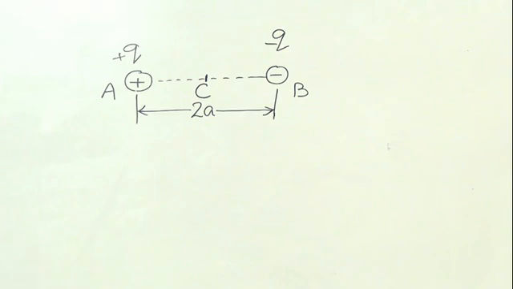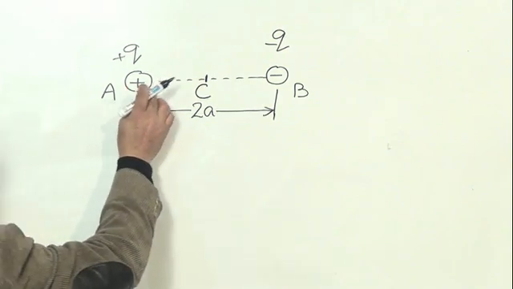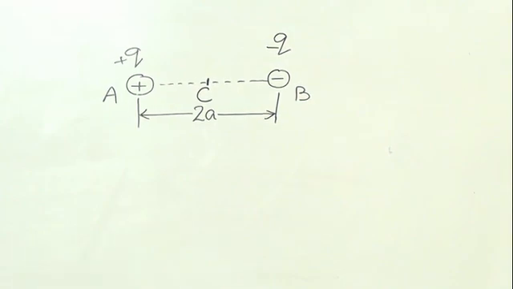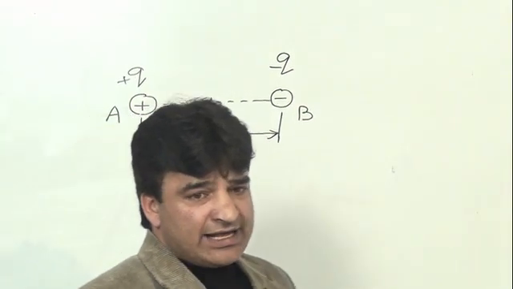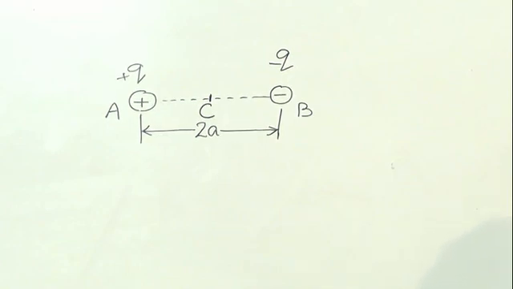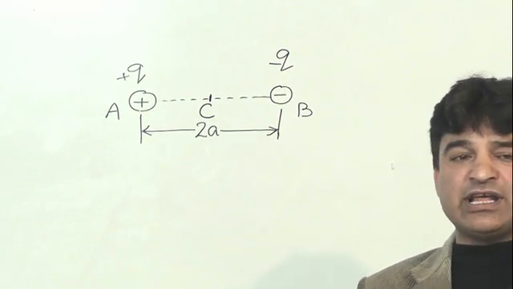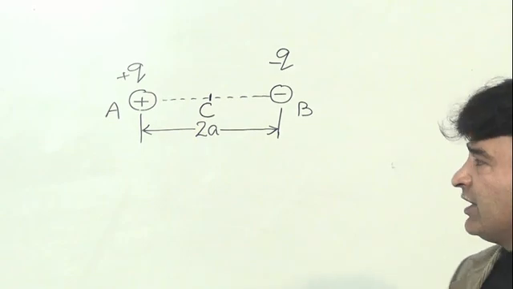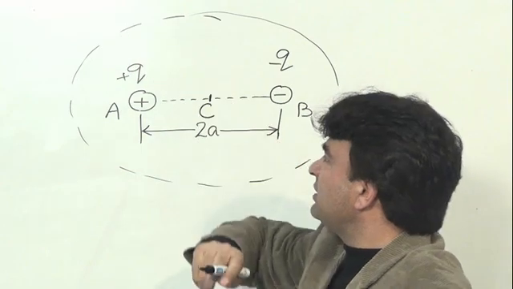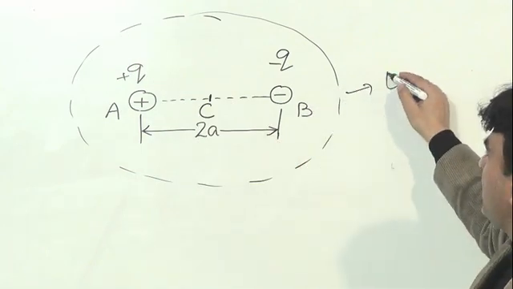Now, when this distance between the two charges is very small as compared to the distance where we are interested to find the electric field, then this arrangement is called an electric dipole.